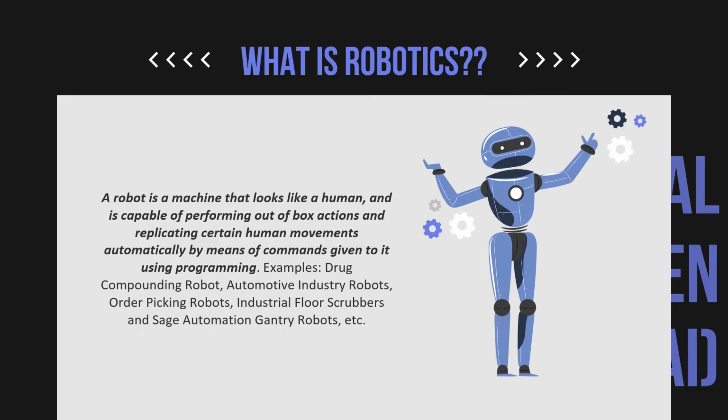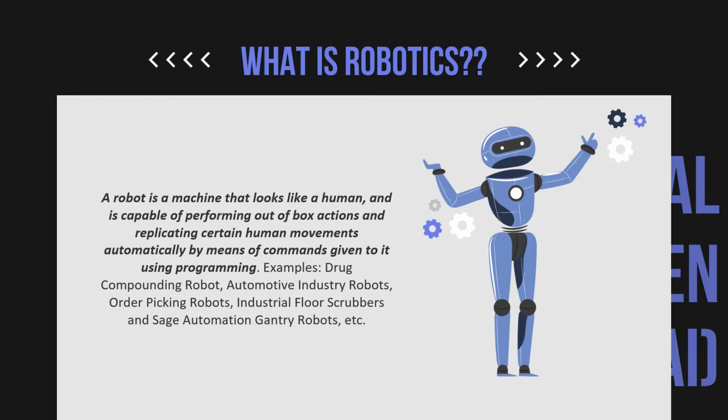First, what is robotics? Before going deep into any topic, we should first know what the topic is about. So let us see what is robotics. A robot is a machine that looks like a human and is capable of performing out-of-the-box actions and replicating certain human movements automatically by means of commands given to it using programming. This is what the textbook says.